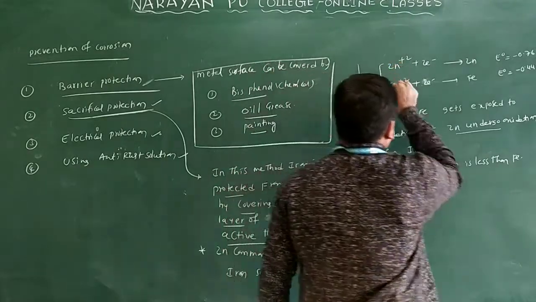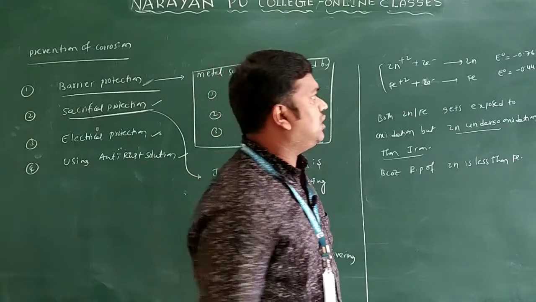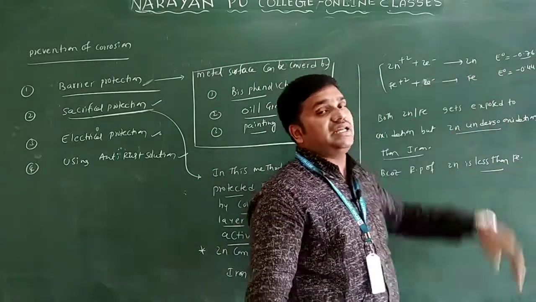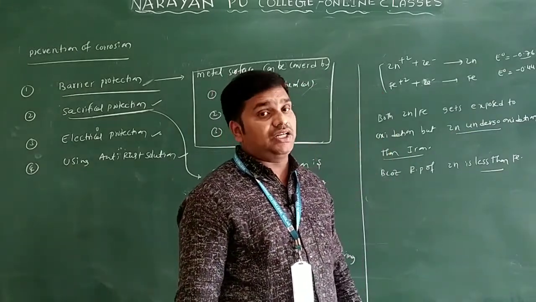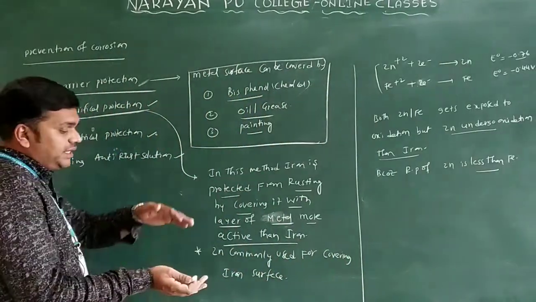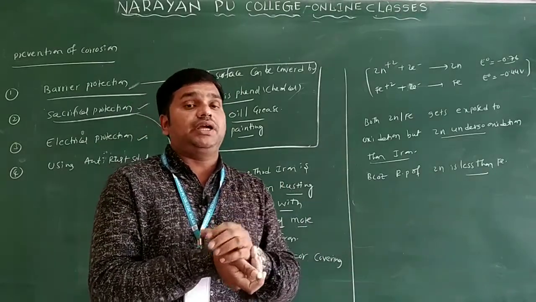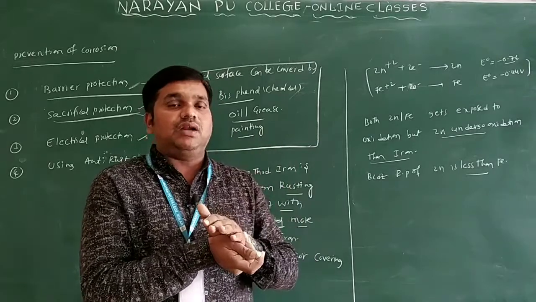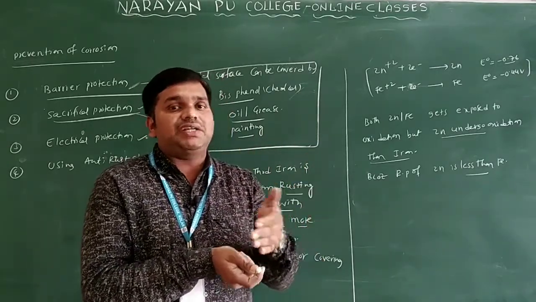When you compare these reduction potentials, what is the point over here? The reduction potential of zinc is less than that of iron, so zinc can be oxidized easily when compared to iron. By this method, we cover the iron metal with a surface layer of zinc. So there is a formation of a zinc layer on the iron. Then what happens here? Zinc only undergoes oxidation. It protects the iron from oxidation.